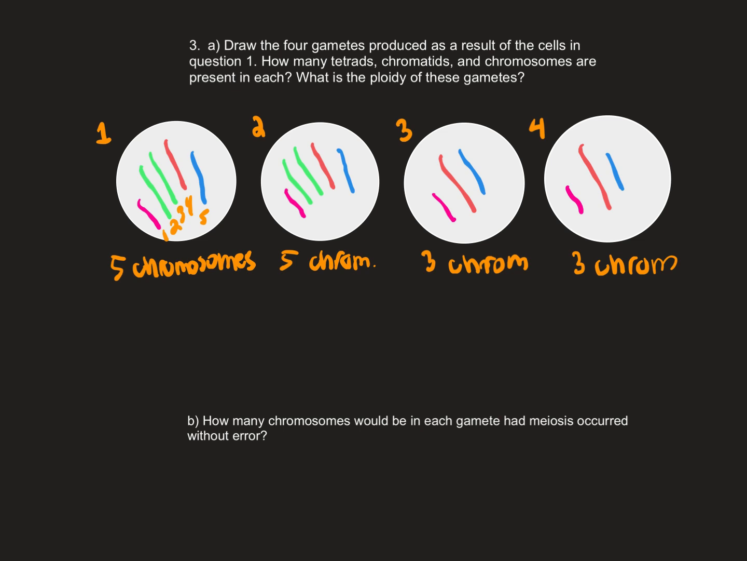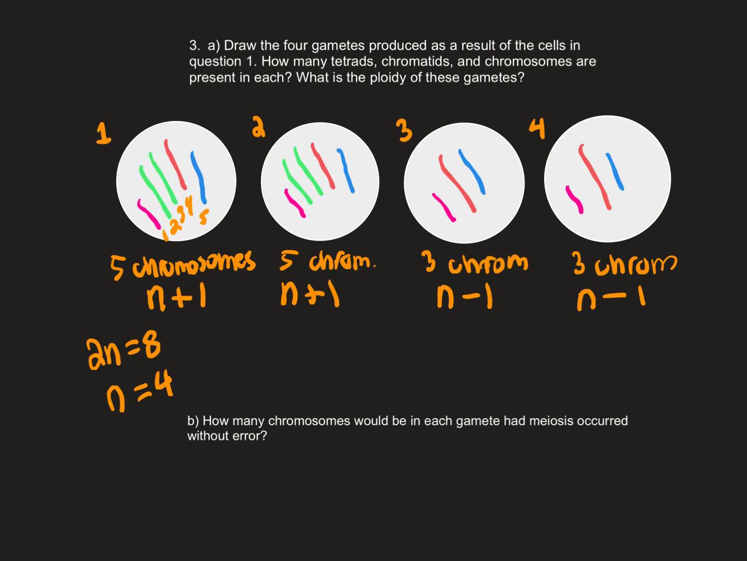We're then asked, what is the ploidy of these gametes? So we know that gametes produced by meiosis are haploid. So if our diploid cell was 2n equals 8, then our haploid cells will be n equals 4. However, in this case, we see that there's some differences because of the nondisjunction error. So gametes 1 and 2 have 5 chromosomes, whereas gametes 3 and 4 only have 3. So in this case, gametes 1 and 2 are n plus 1 for their ploidy, and gametes 3 and 4 are n minus 1, as they have 1 less chromosome than what we would expect.